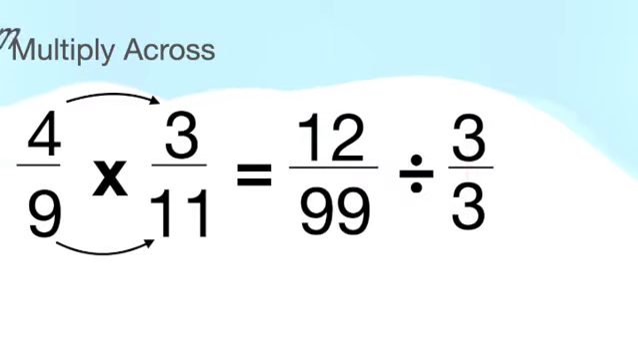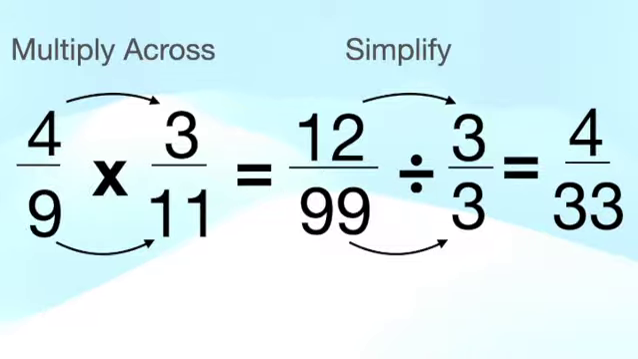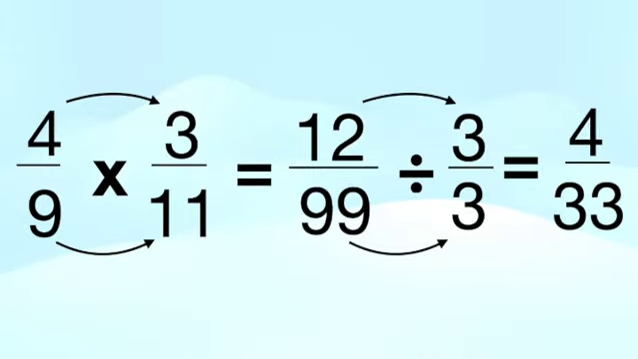In this case, we're going to simplify by dividing by 3 over 3, which again is a form of the number 1, and dividing by 1 does not change the value. 12 divided by 3 is 4, and 99 divided by 3 is 33. So the simplified version is 4 over 33. That seems like a lot of work.